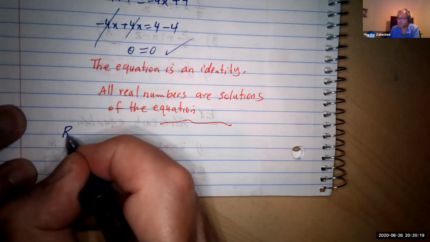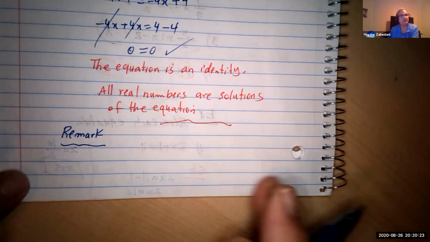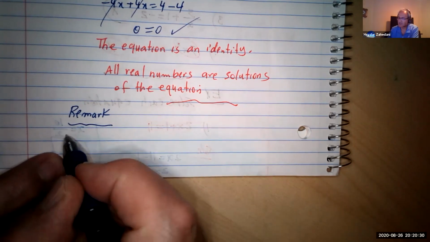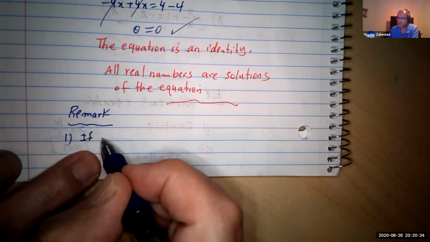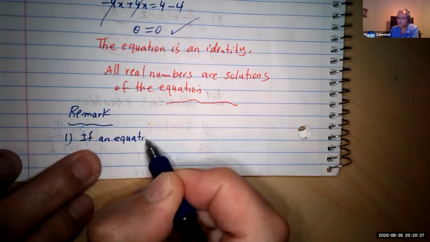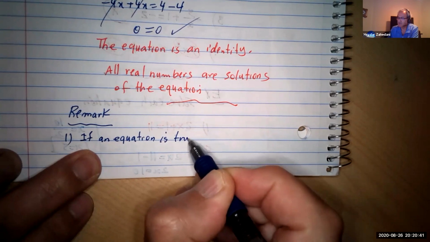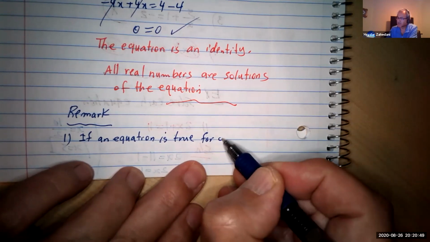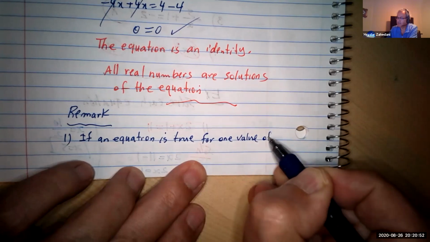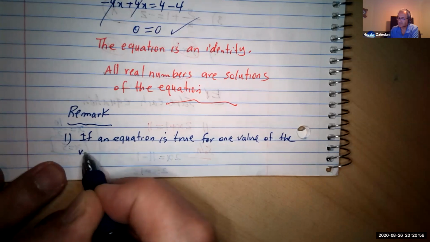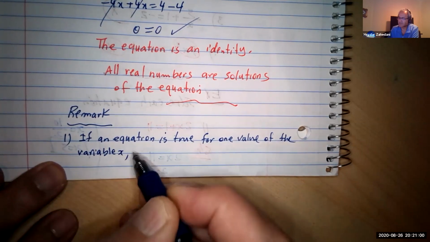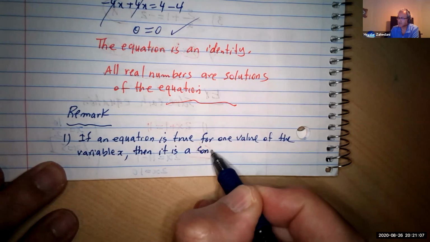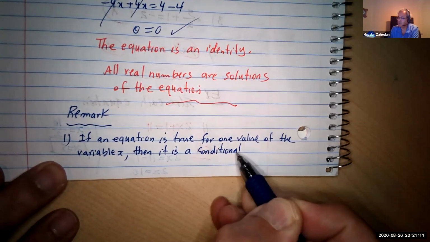So I officially put it over here. This is an extra thing that we need for linear equations. So the first one: if an equation is true for some value of x, or one value of the variable x, it doesn't matter, then it is a conditional equation.